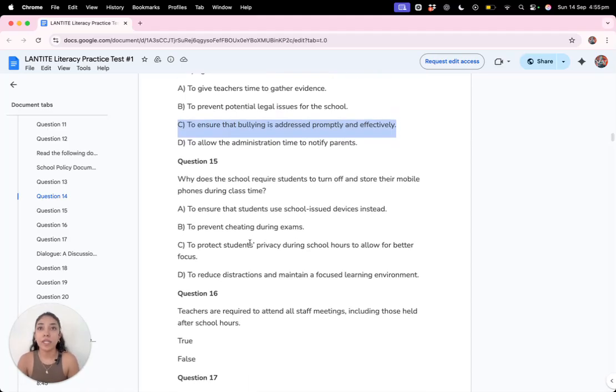To ensure that bullying is addressed promptly and effectively, the policy emphasizes the importance of immediate reporting to address and resolve bullying issues quickly, ensuring student safety.